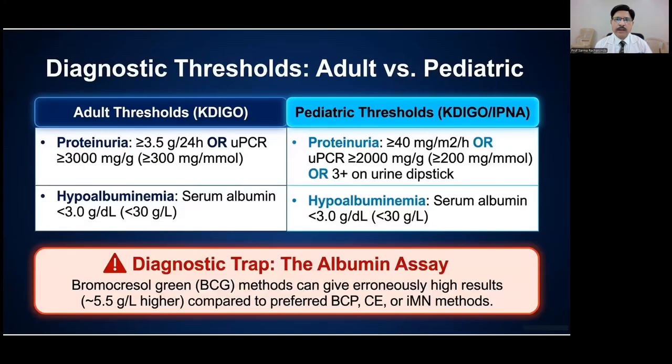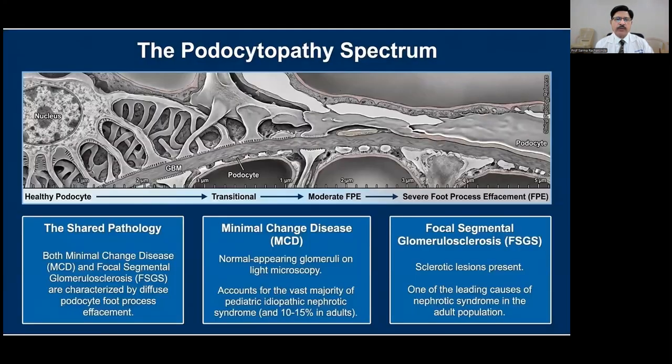Now, diagnostic threshold, we have already talked about that. Hypoalbuminemia: less than 30 grams per liter, or 3 grams per deciliter. Proteinuria: more than 3000 milligrams per gram. That's very important for us. Now, you see, standard shared pathology: minimal change disease, FSGS. Both minimal change disease, MCD, and focal segmental glomerulosclerosis are characterized by diffuse podocyte foot process effacement, which I have shown you in the slides last time.